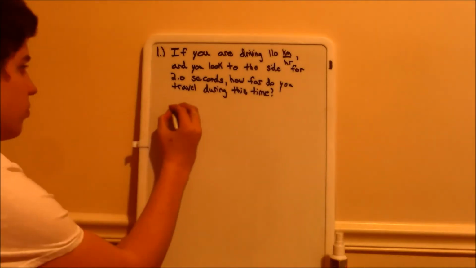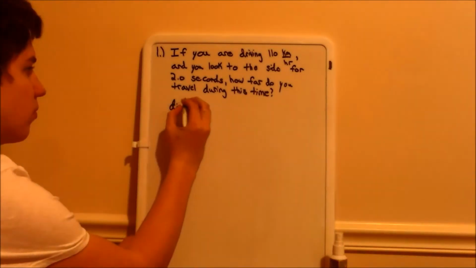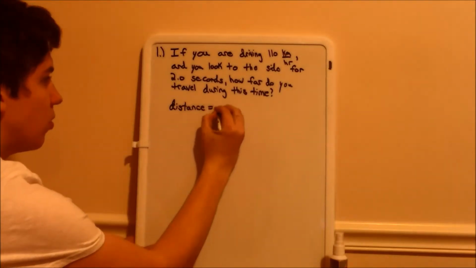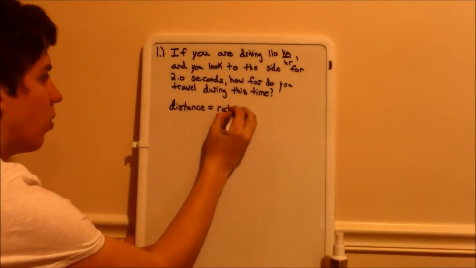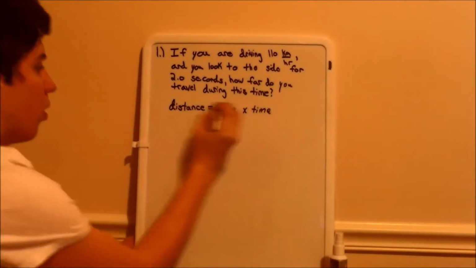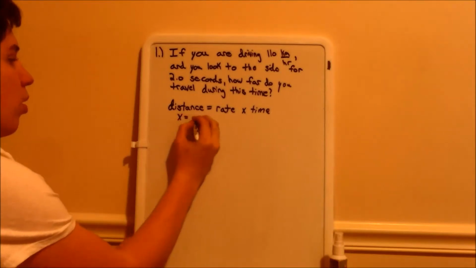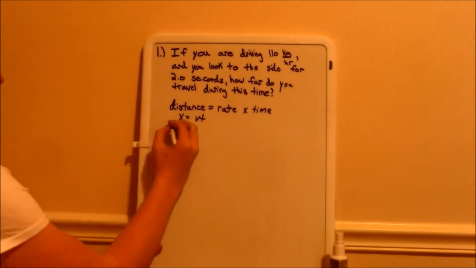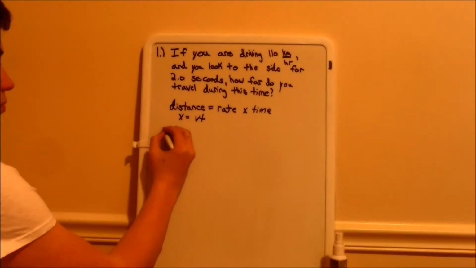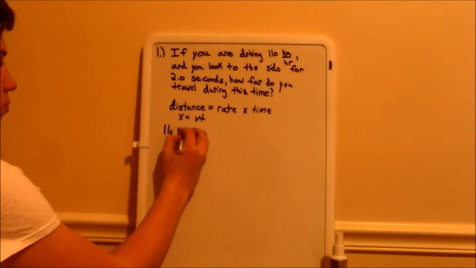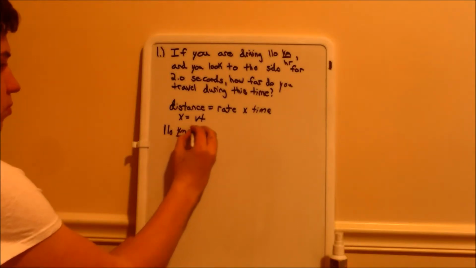Okay, so in this first problem, if you were driving at 110 kilometers per hour and you look to the side for 2.0 seconds, how far do you travel during this time? Start off and we write distance equals rate times time. That's something you learn at a very young age, and we're going to rewrite this using our physics terminology. So write x equals vt. Now we're going to convert 110 kilometers per hour into meters per second.